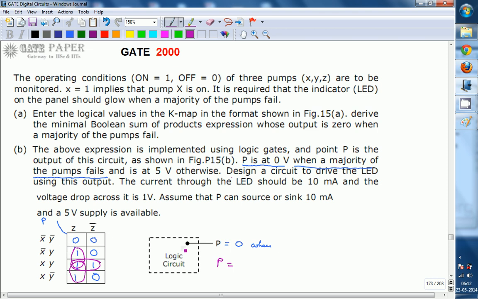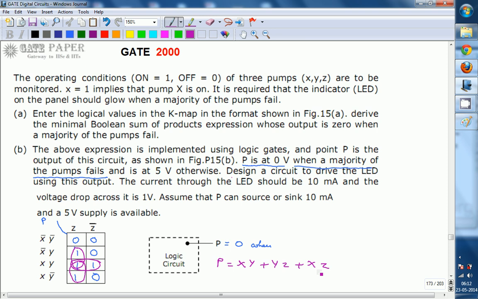P is equal to xy plus yz plus xz. This is what you are going to get. P is equal to xy plus yz plus xz. That is, whenever the majority of the pumps are on, by that time P must be 1.